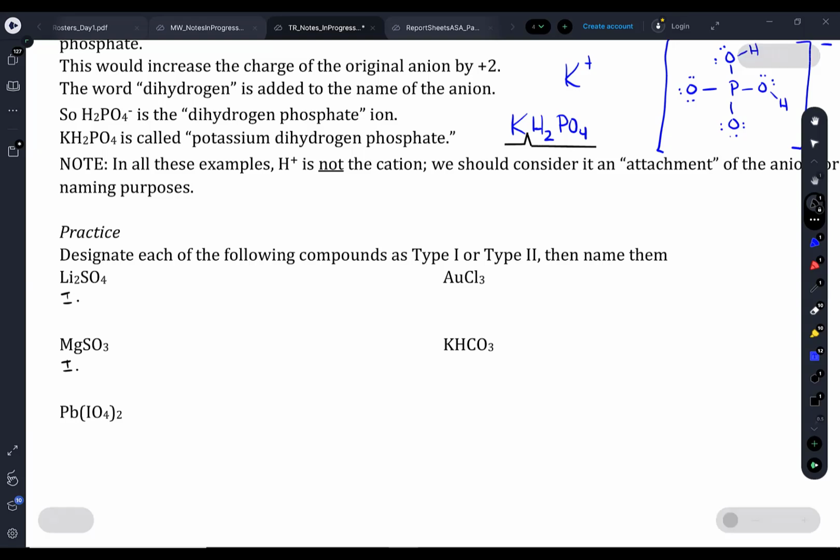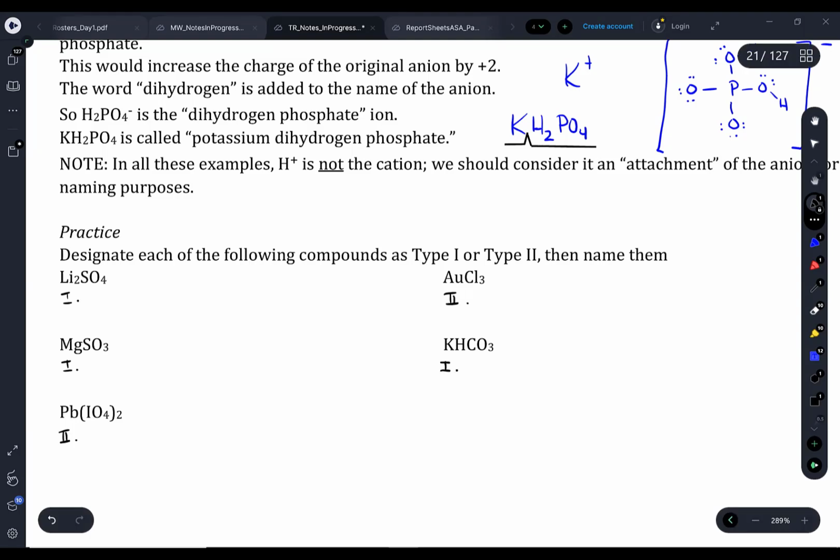Lead is not in group 1, group 2, group 3, and it's not one of the 3 special ones. Who were the 3 special ones? Do you remember? Zinc and cadmium are +2, and silver. Silver is definitely a type 2. So this is a type 2. That means we have to put the parentheses and the Roman numeral in the name. That's all that means. So gold is not one of the special ones, so it is a type 2. Potassium is always +1, so it's a type 1.